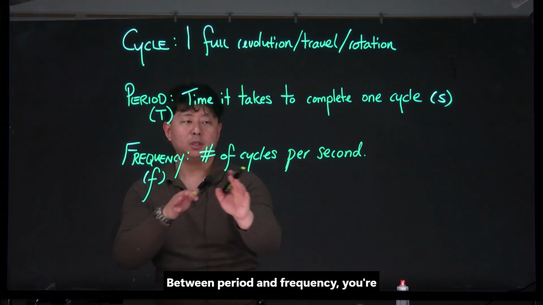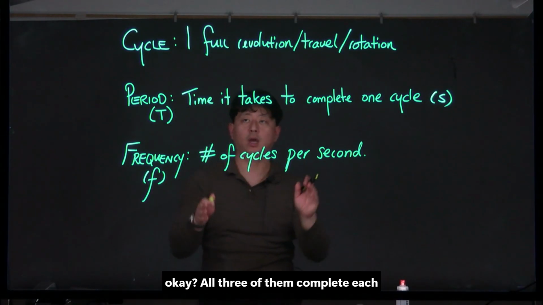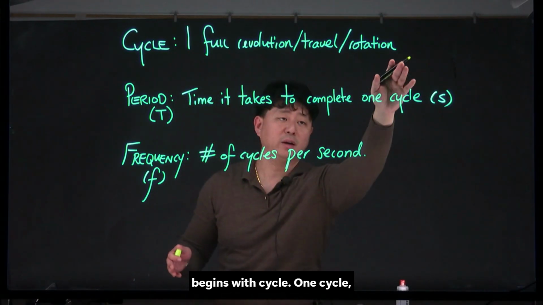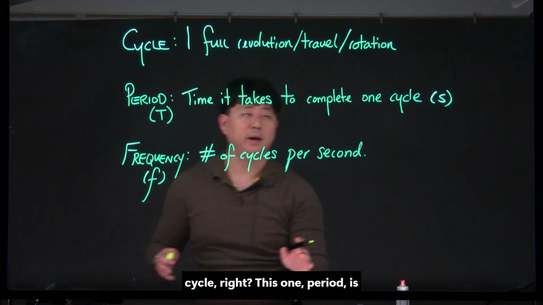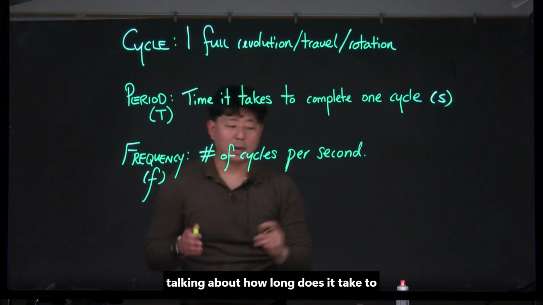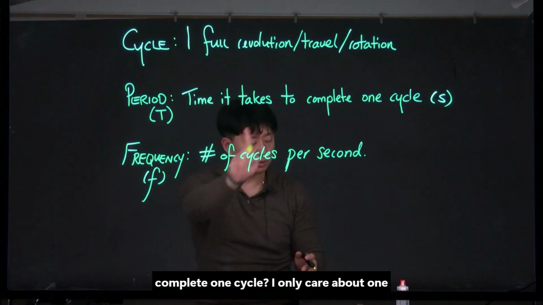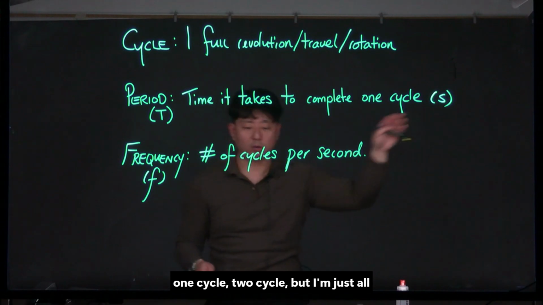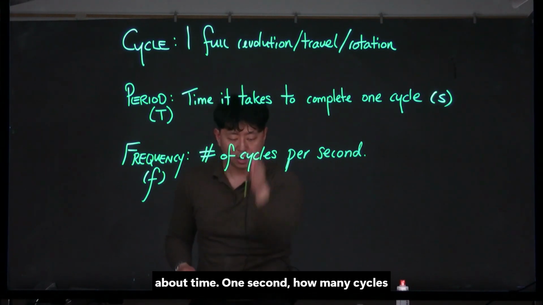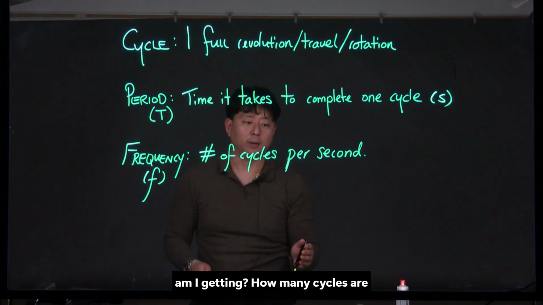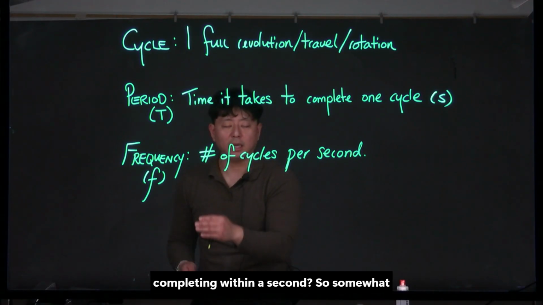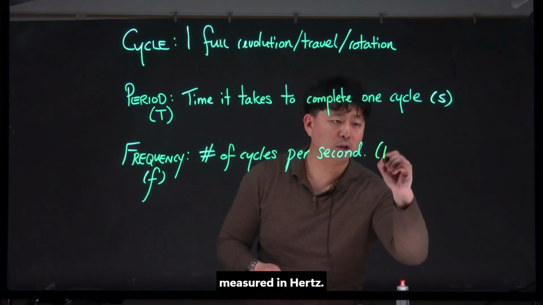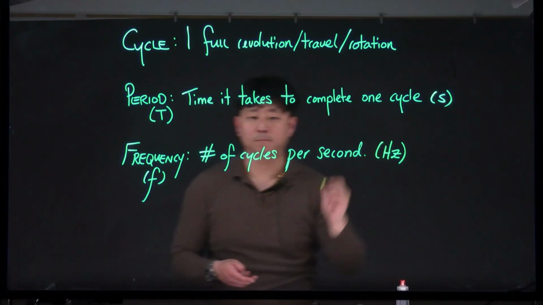Between period and frequency, you have to have a clear understanding. Okay? All three of them complete each other, right? Because obviously, it begins with a cycle. One cycle, right? Period is talking about how long it takes to complete one cycle. I only care about one cycle. How long does it take? The frequency talks about, I don't care about one cycle, two cycles, I'm just all about time. In 1 second, how many cycles am I getting? How many cycles are completing within a second? So somewhat they are related, and this is measured in hertz.